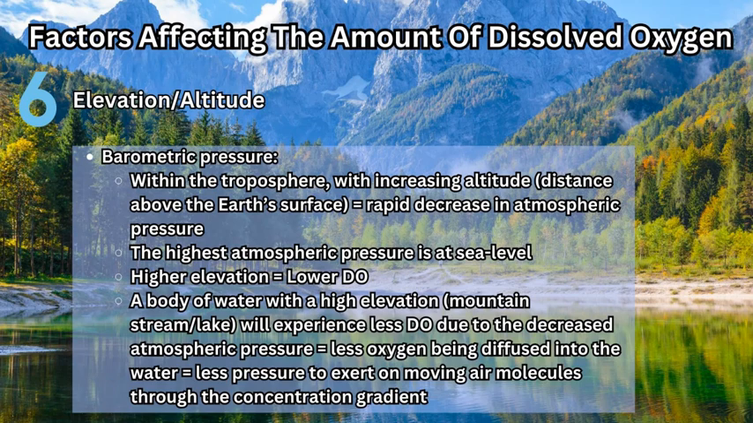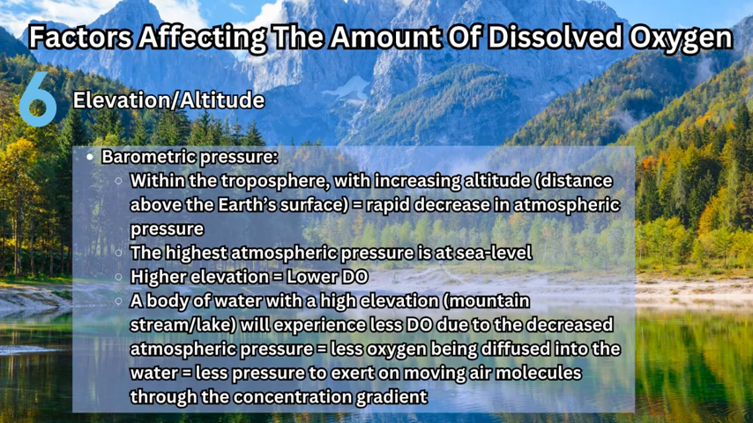Factor number 6 that can have an effect on the amount of dissolved oxygen in a body of water is the elevation or the altitude. In this case, more appropriately, the elevation. So the height of the surface above sea level. So anything on land above sea level in terms of mountains or plateaus, or by the coastline with a river delta or an estuary, or even an ocean at sea level.